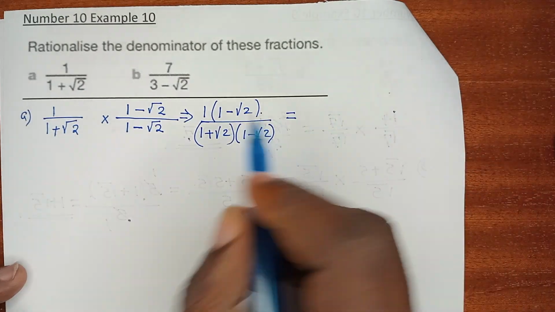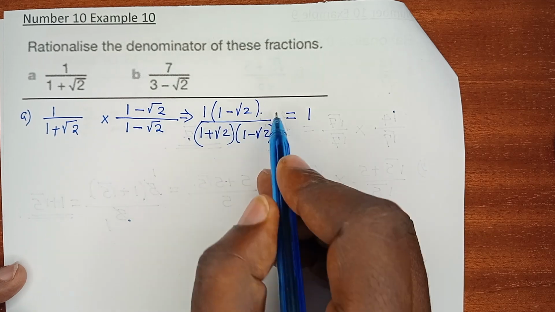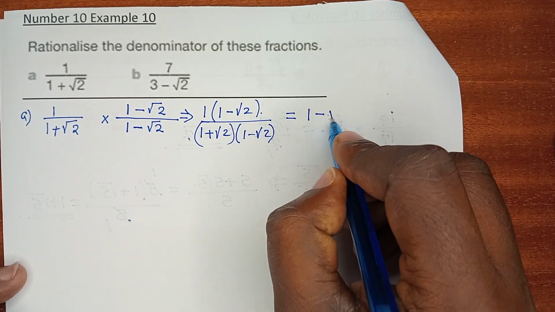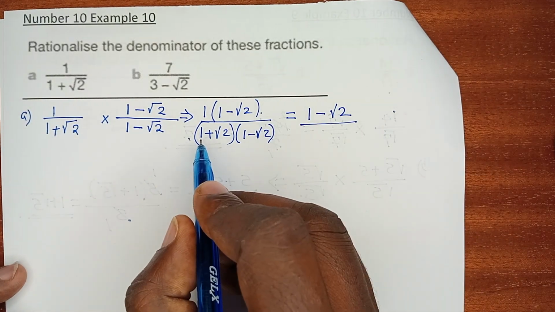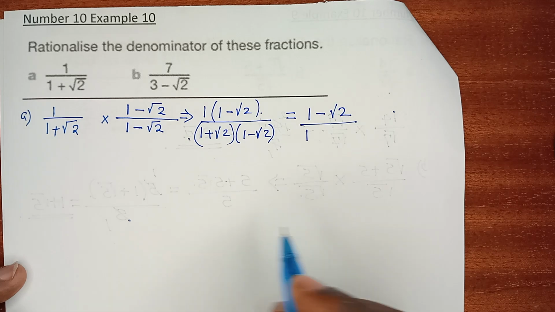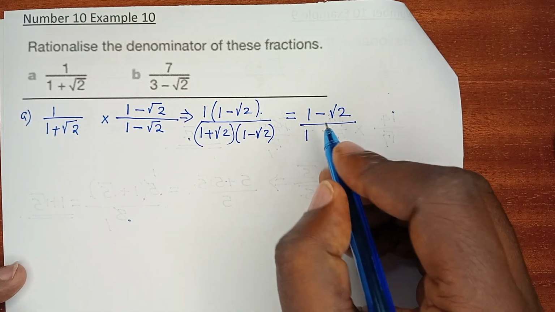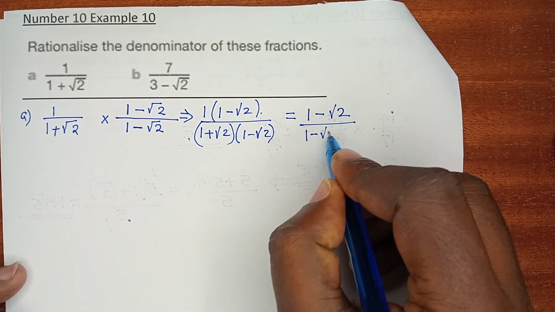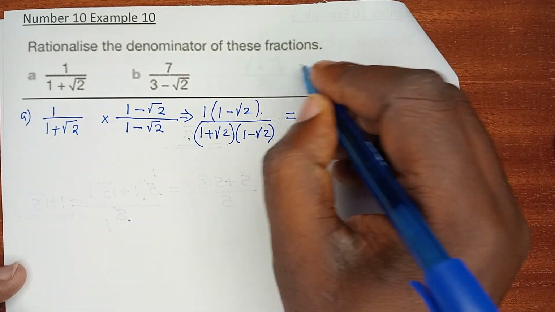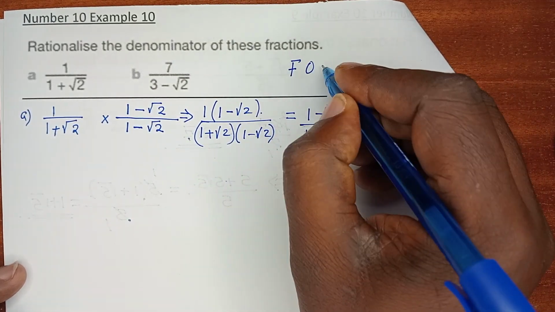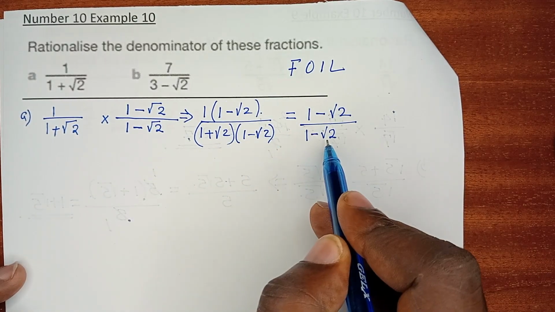The numerator is going to give us 1 times 1 is 1. 1 times minus root 2 is negative root 2. The denominator is going to give us 1 times 1, we have a 1, using the FOIL, of course. 1 times minus root 2, we have a negative root 2. Remember we are still using the FOIL. The first gave us this 1. The outer gave us minus root 2.